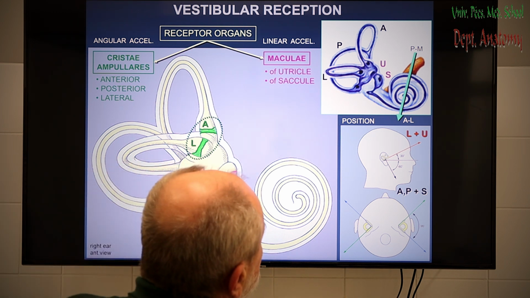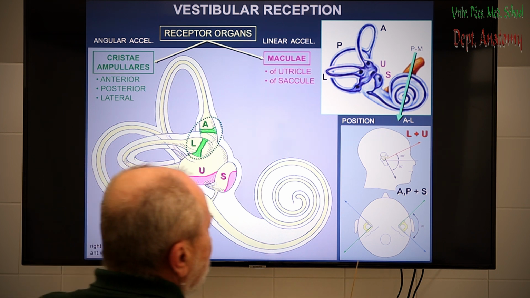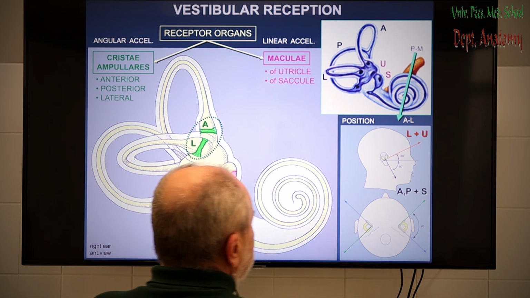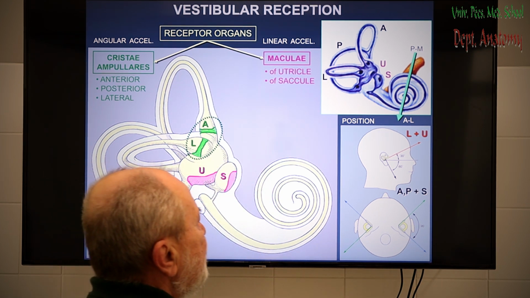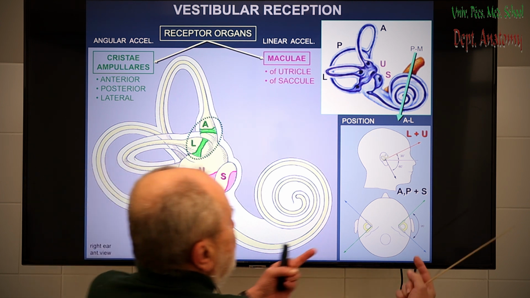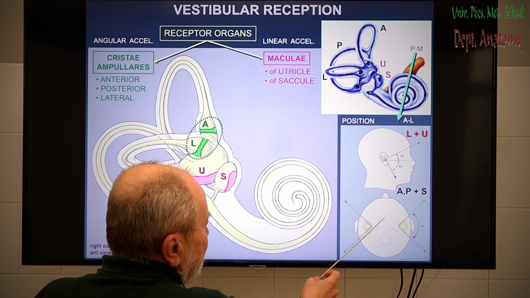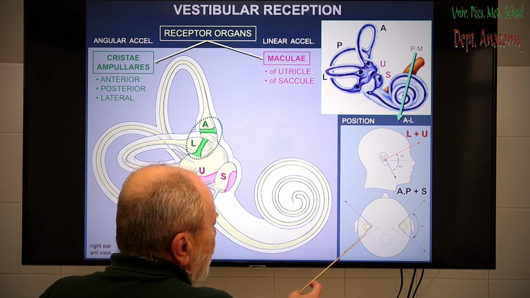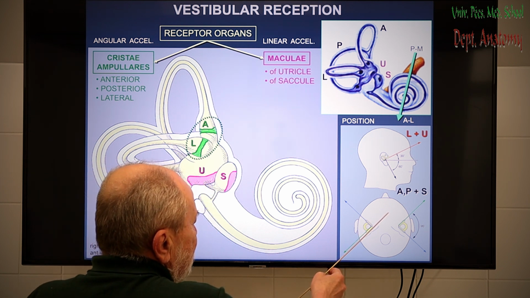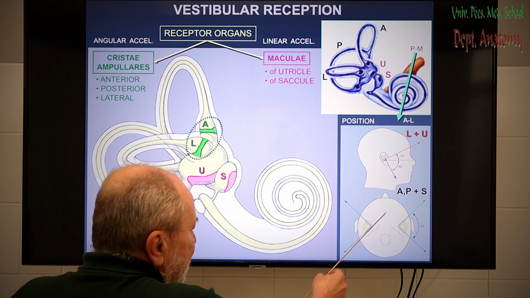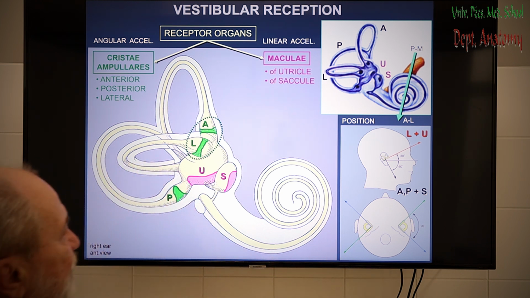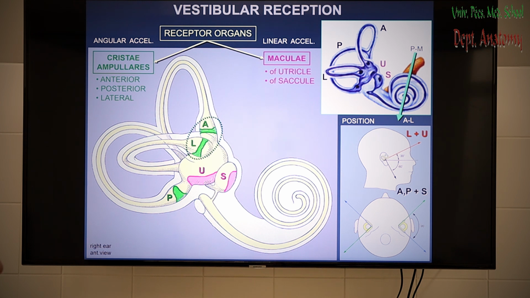Knowing one thing helps you a lot, and this one thing is the orientation of the axis of the pyramid. As you know from the first semester, the two axes of the pyramids converge anteriorly. It means that the pyramid is pointing anteriorly and medially. Related to this axis, you can give the position of the semicircular canals.